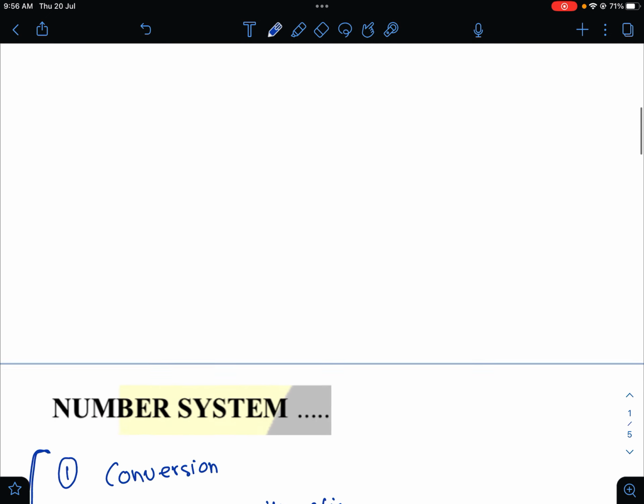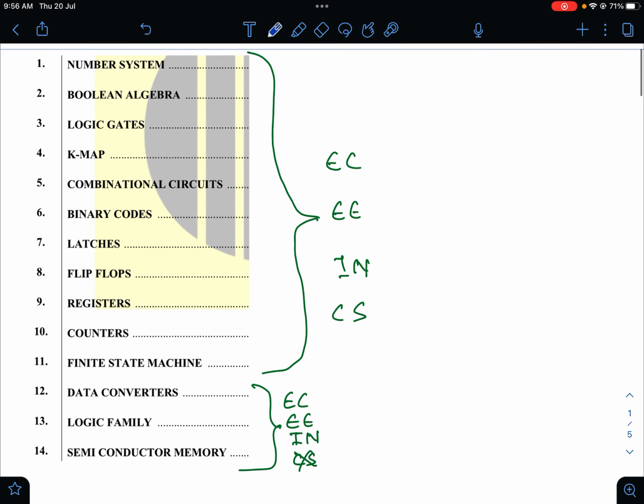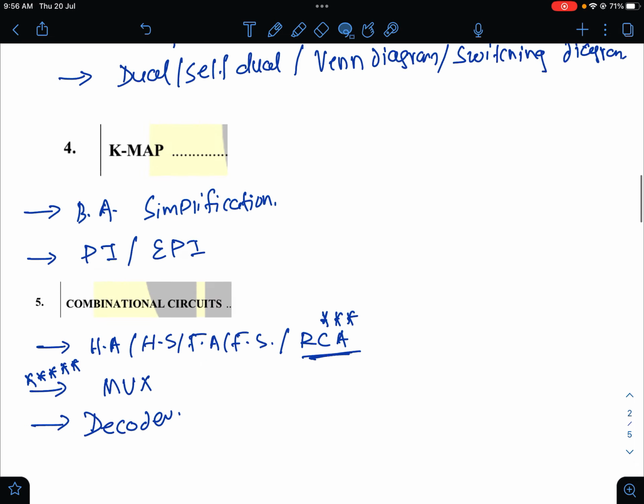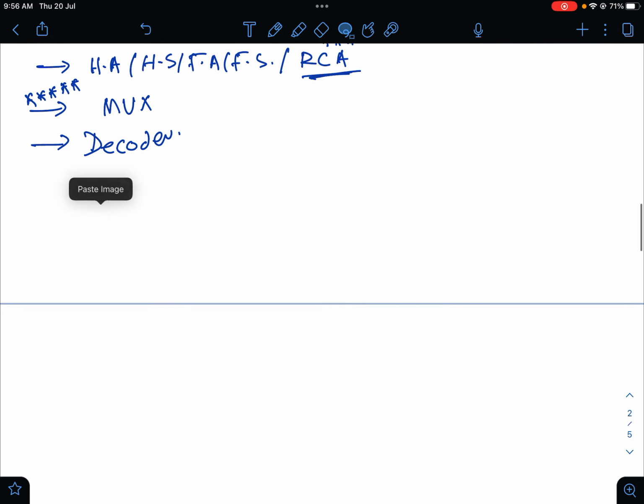Then after combinational circuits, you have the sixth topic, that is binary codes. Binary code weightage is almost negligible, or you can say nil. So you need to have some idea regarding the gray code. Sometimes in counters, they ask questions related to gray code. Sometimes there are some questions, but basically it's a very small topic, half an hour discussion.